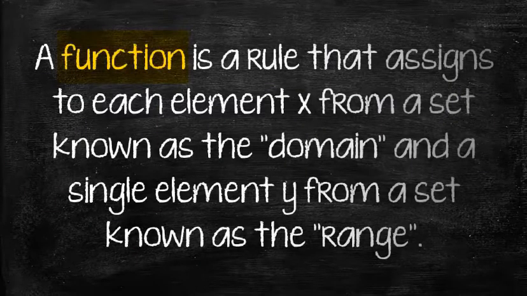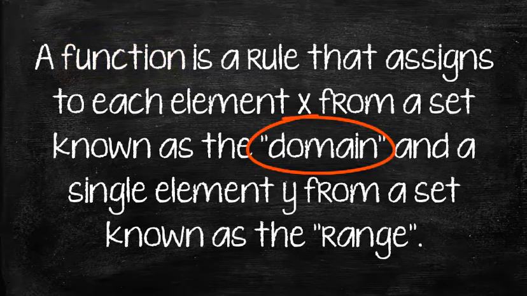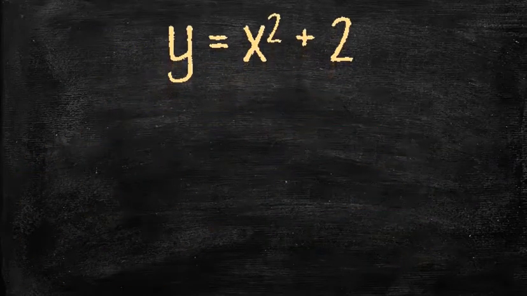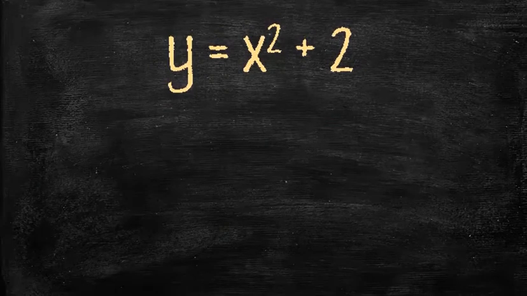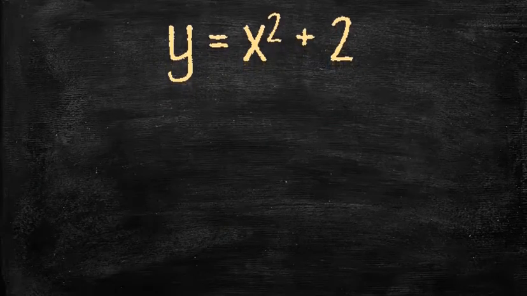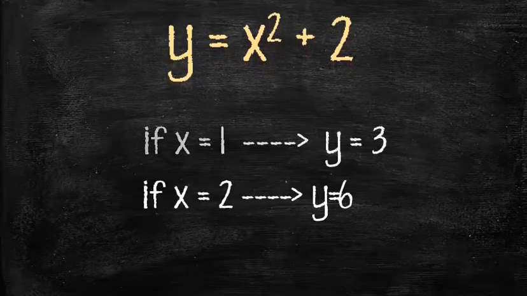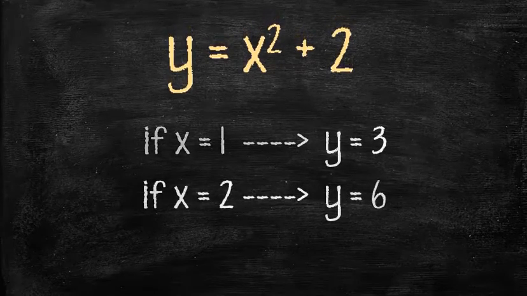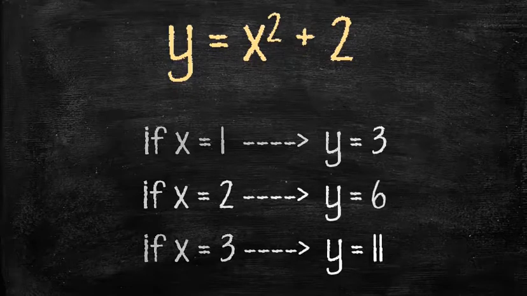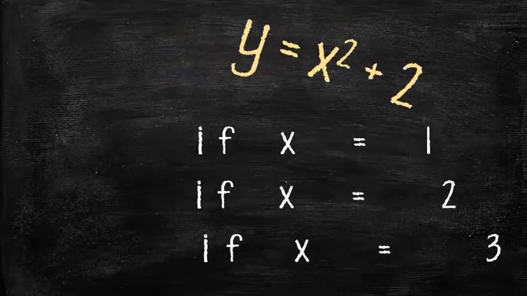A function is a rule that assigns to each element x from a set known as the domain a single element y from a set known as the range. Consider the function y is equal to x squared plus 2. If we assign a value to x, we can get the value of y. If x is equal to 1, then y is equal to 3. If x is equal to 2, then y is equal to 6. And if x is equal to 3, then y is equal to 11.